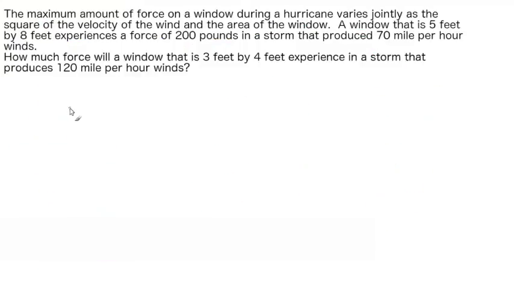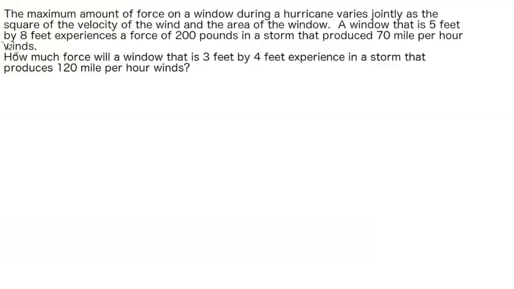Here's an example of joint variation. So we're going to be doing something that varies jointly. The max amount of force on a window during a hurricane varies jointly as the square of the velocity of the wind and the area of the window.